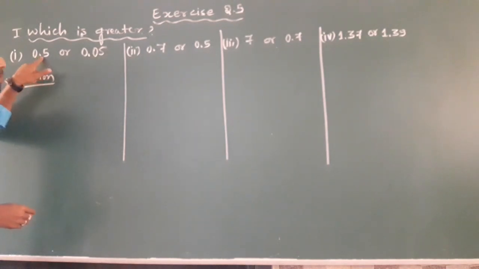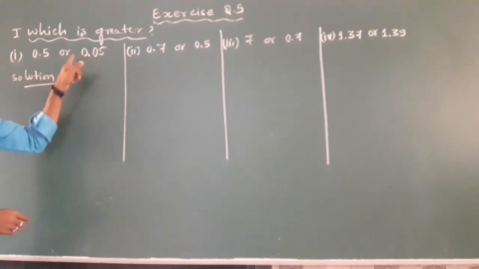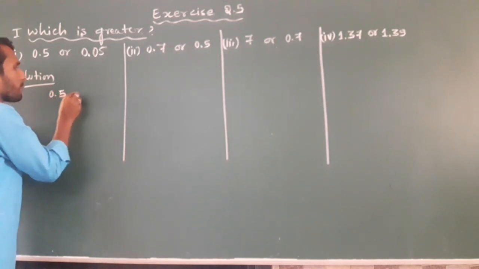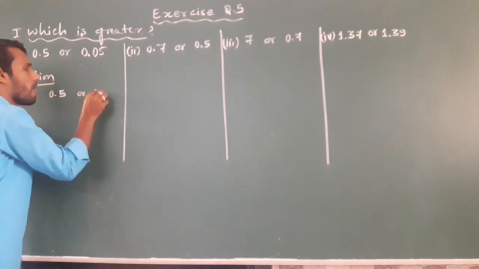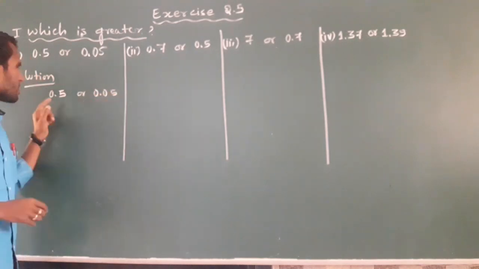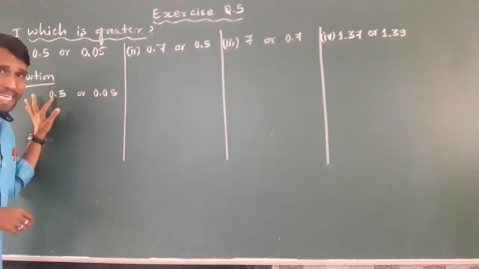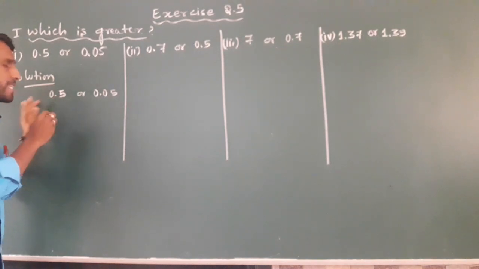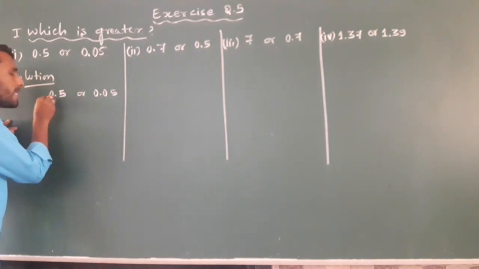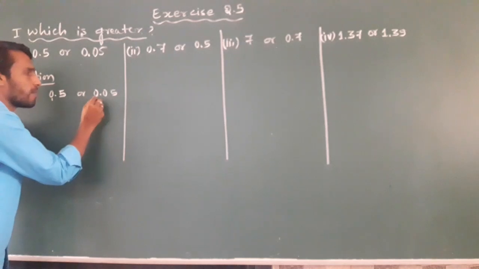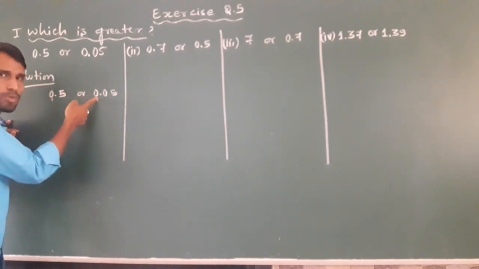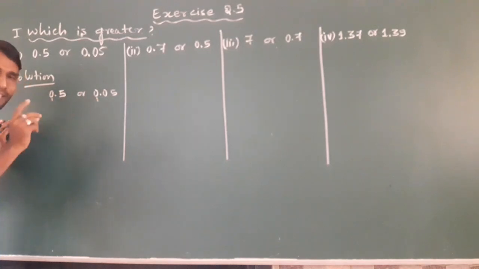See, dear friend, we have two decimal numbers here. The first one is 0.5 or 0.05. First you see the ones place. Observe the ones place in both decimal numbers. The ones place is 0 in the first, and in the second decimal number also 0. So here 0, here also 0. These two are equal.